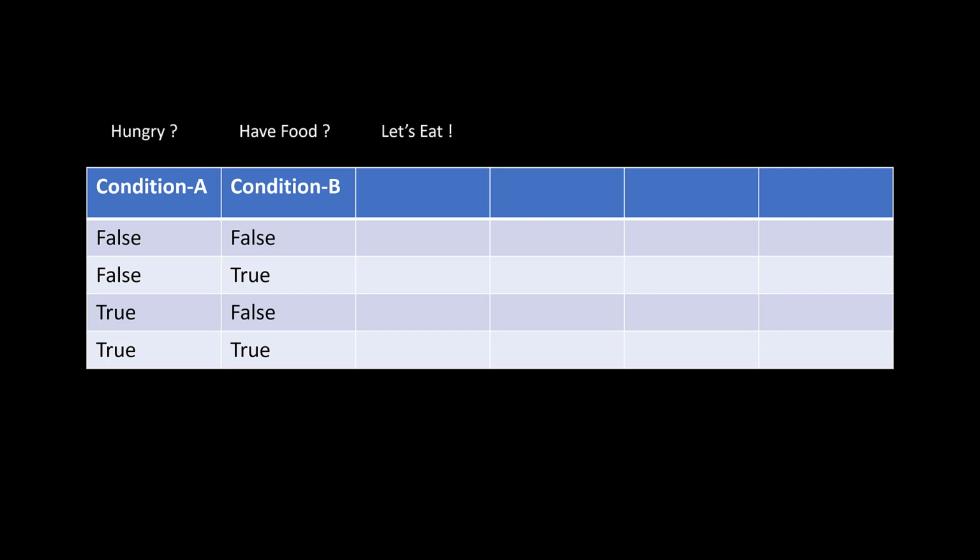In the first row, you'll see we're not hungry and we have no food. Therefore, we're not going to eat. We are not hungry and we have food. We're not going to eat. We are hungry and we have no food. We're not going to eat. If we're hungry and we have food, we're going to eat.